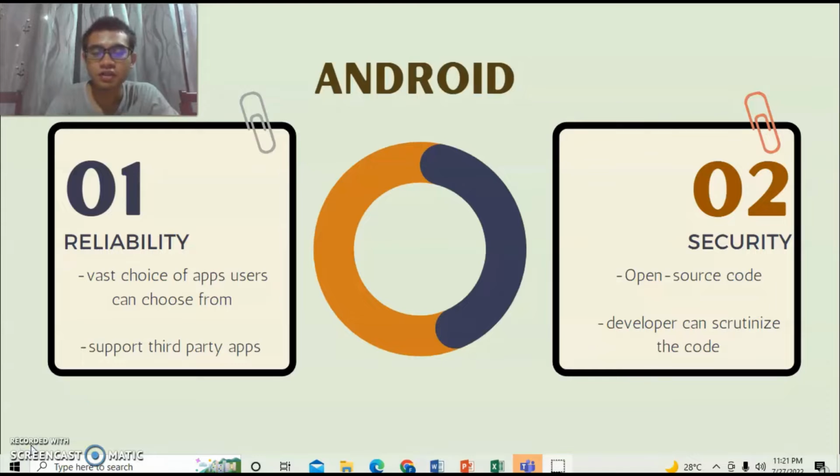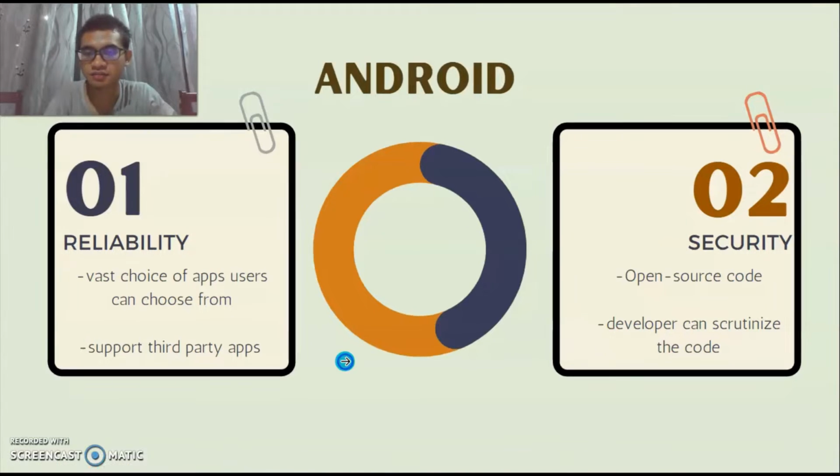In terms of security, Android has an open source code, so it is not very secure for Android users because Android can easily be hacked by hackers. Secondly, Android developers can scrutinize the code to track and report any vulnerabilities. Next, we will go to iOS.